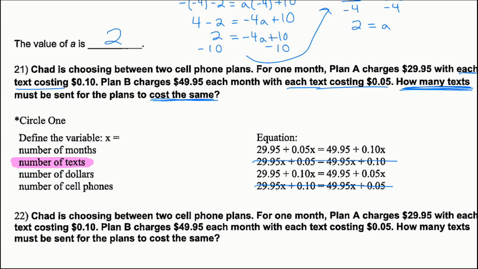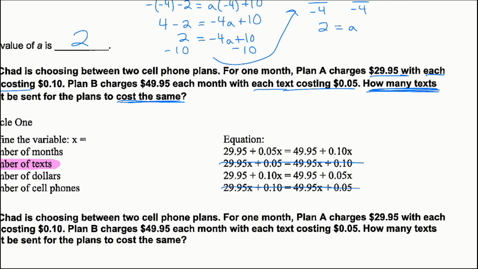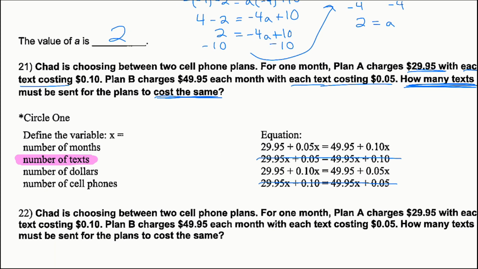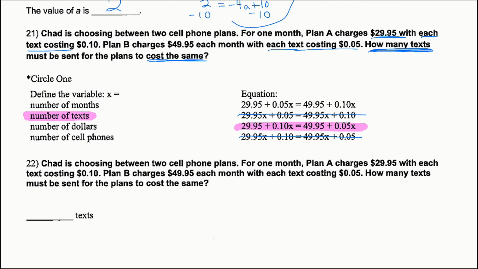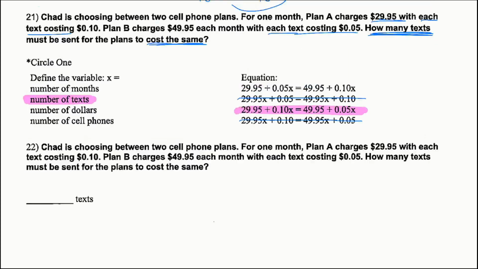After that, you need to just decide which cost per text amount goes with the monthly charge. So plan A charges $29.95 with 10 cents. So $29.95 with 10 cents. It's going to be this one right here. Okay, that's the variable. That's the equation, and then 22. I believe you're just solving it. Yeah, you're just solving it.